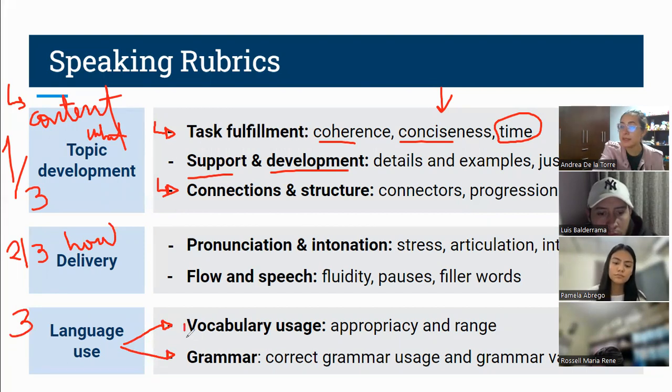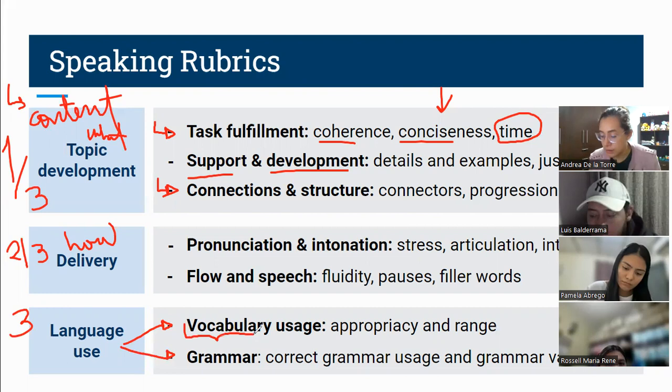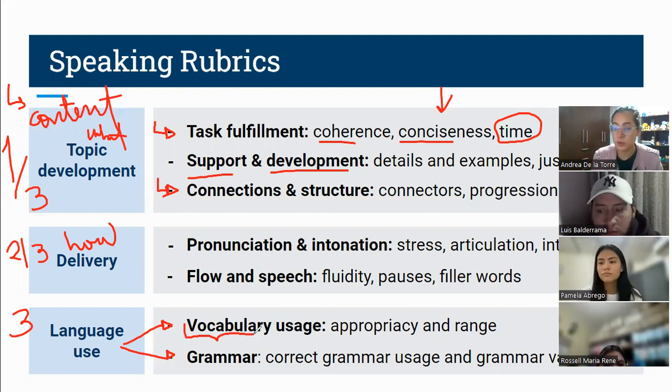Now, this is one mistake that so many students make. When I say vocabulary, I'm not asking you guys to look for the fanciest words out there and try to use them in your responses when you speak. That's a terrible idea. When I say vocabulary, I just want you to use the appropriate vocabulary.